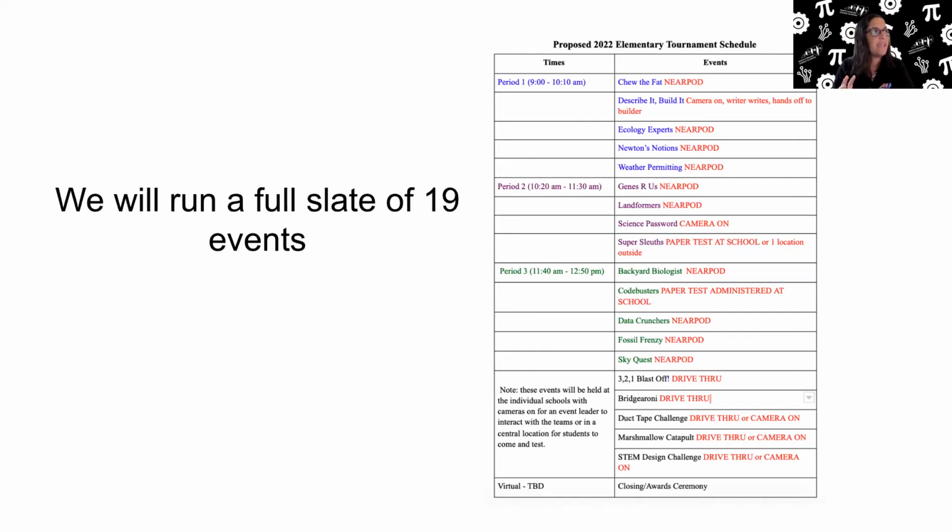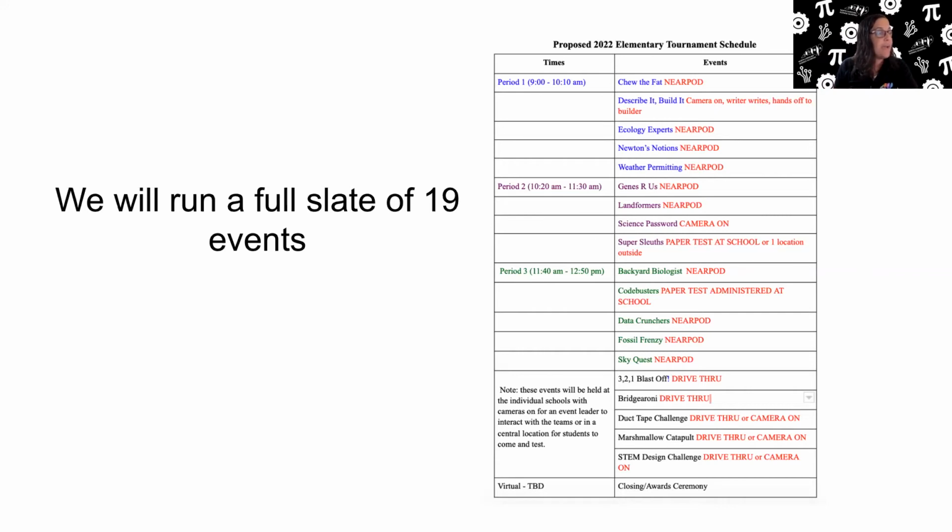So things like Chew the Fat and Ecology Experts and Newton's Notions are all going to be tests that are run through that Nearpod platform. That Nearpod does not require a subscription. All we need is for students to enter the codes that we will give them. That enters them in our class. They tell us who they are, and then we can record their scores.